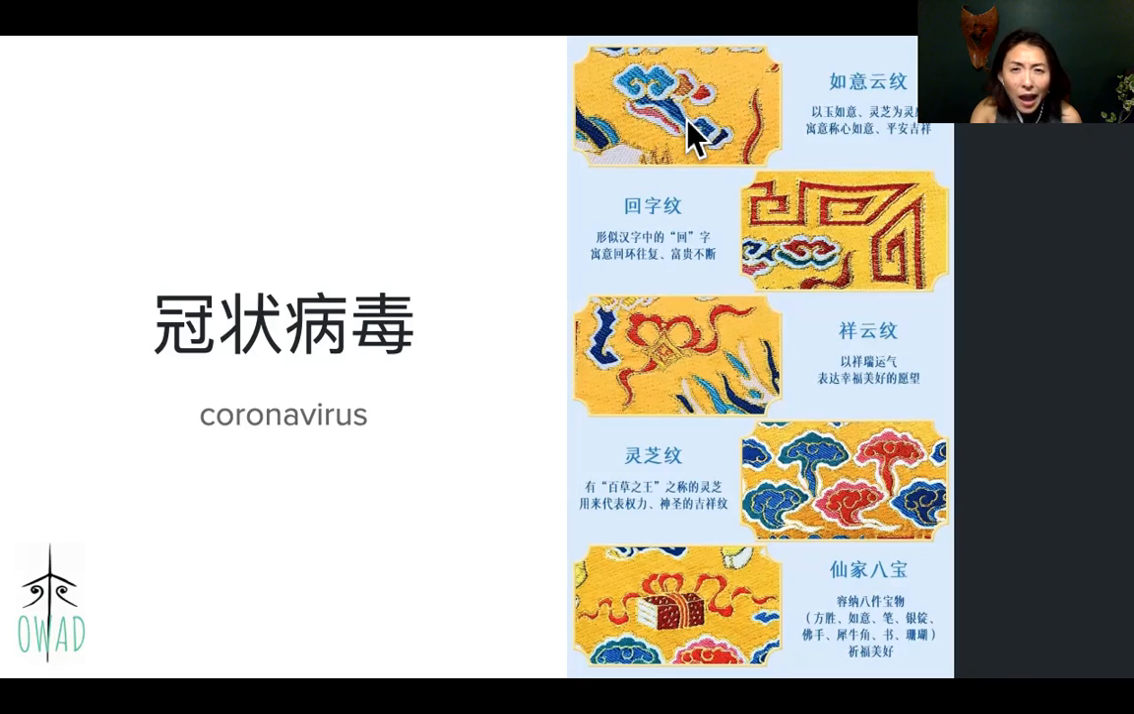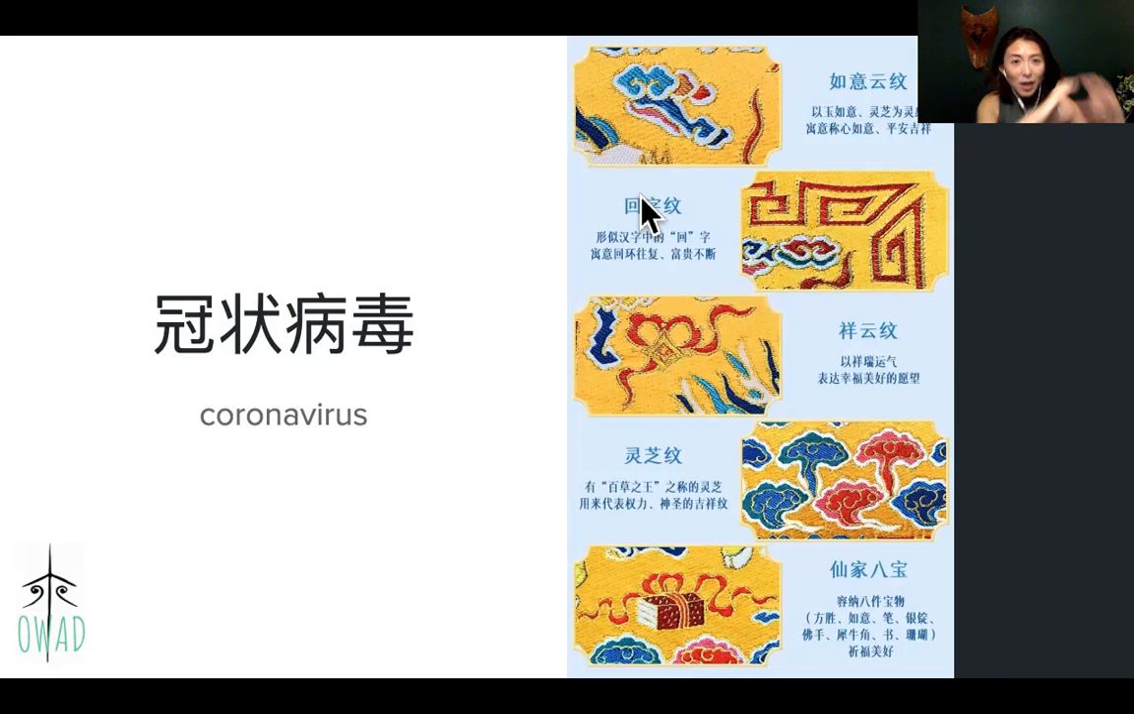So this is a type of shape, kind of looking like that shape. It's called a 如意云纹. So it's kind of like a cloud, and 如意 simply means smooth sailing, like everything is just as you wish. So you wish something, it happens for you. Smooth sailing. 如意云纹, 回字纹.